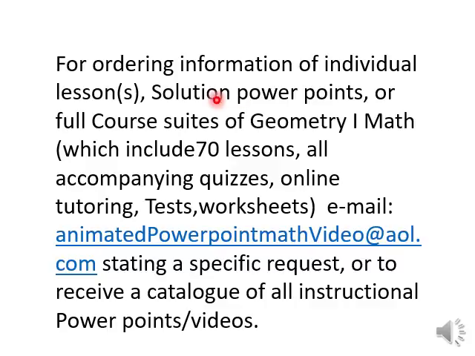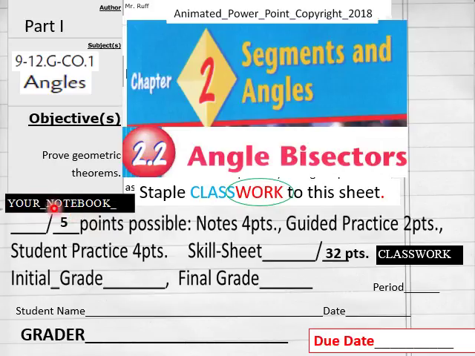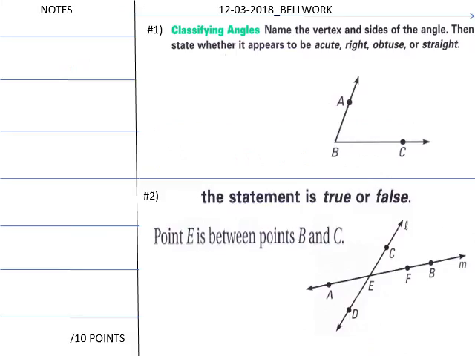Everybody, we're getting ready to do lesson 2.2, angle bisectors for Geometry 1 Math. It'll be part 1, part 2, part 3 will be available here at that email. This is part 1 of angle bisectors. We've got a 32-point skill sheet here, and a 5-point note-taking guide here for you.